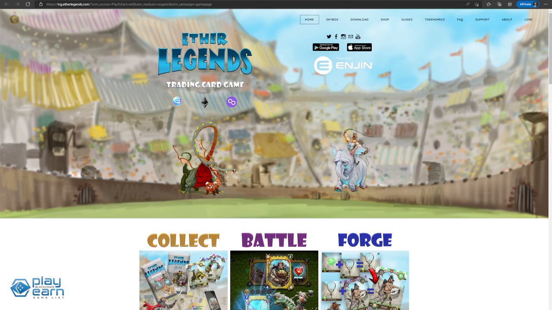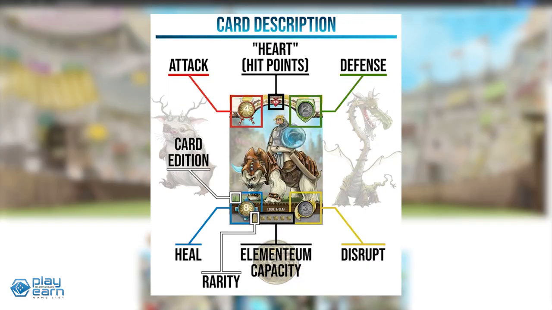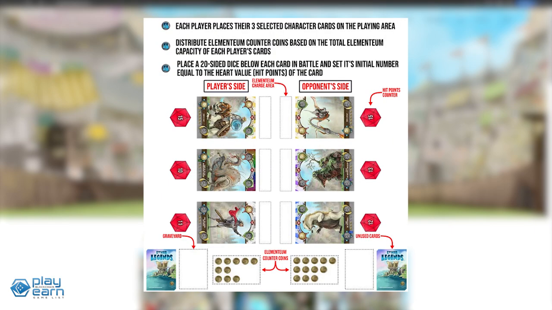Unit cards in the game have several attributes that decide how they perform against other cards. These attributes are Attack, Defense, HP, Heal, Disrupt, and Elementium Capacity. Two other attributes they have are Card Addition and Rarity, which are not as important in combat. At the start of each match, both players roll a die. The one with the higher number goes first. Both players then have to put down 3 cards and then the fight begins.